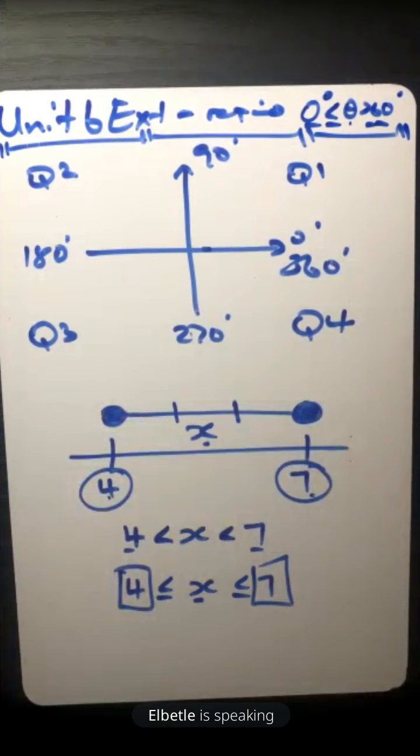Oh, so you say that when it's shaded like that, it means that 4 and 7 are included. But if it's not, then it means that it's 5 and 6.